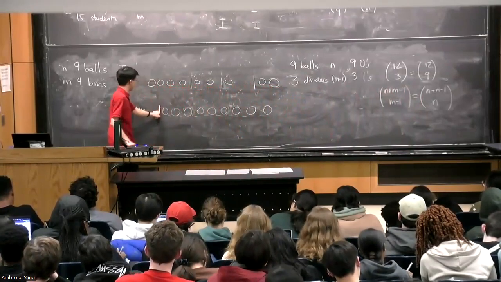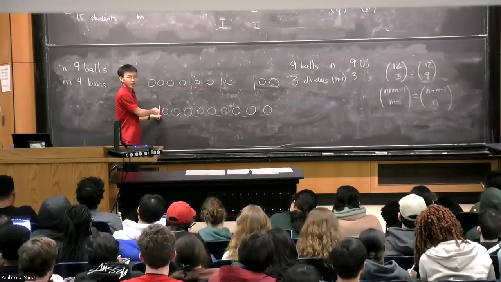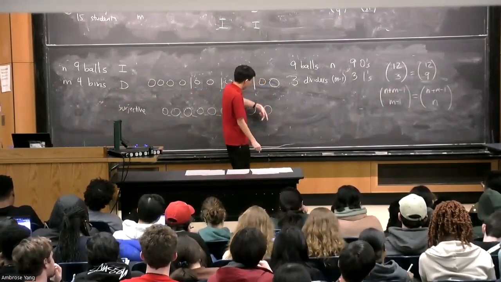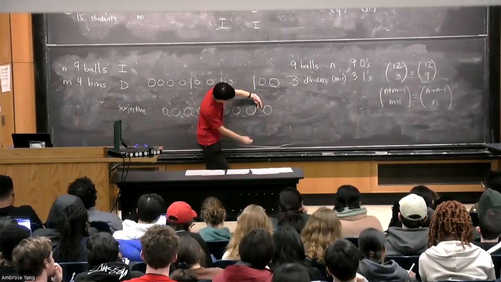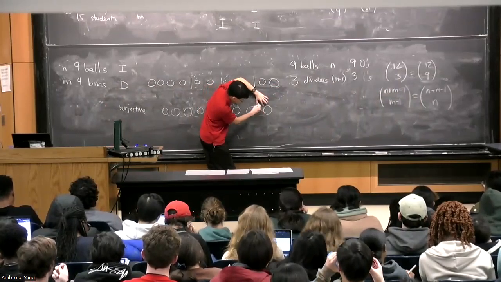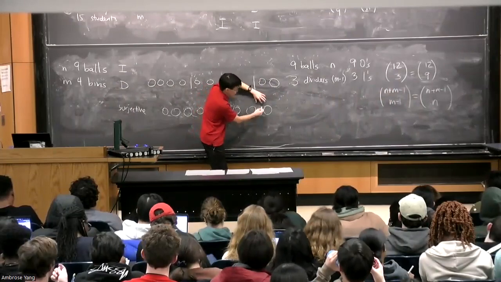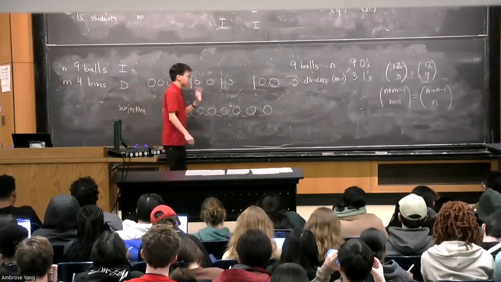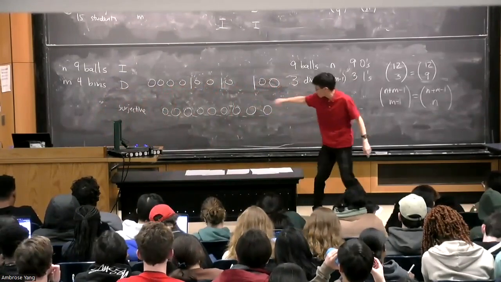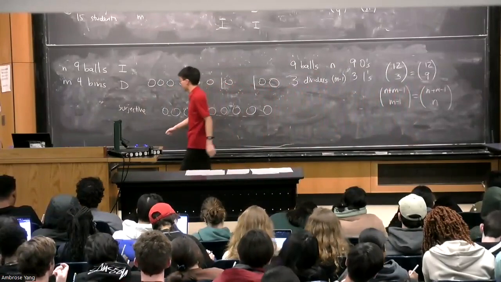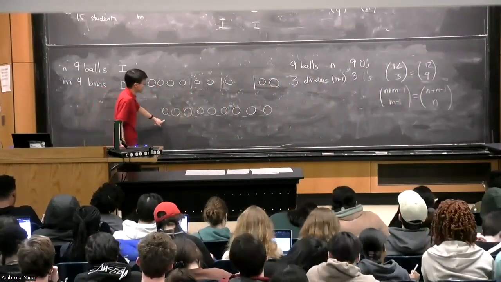I can't put a divider here because that means that this one's empty and everything has to be non-empty. Can't put a divider here for a similar reason. And I can't put 2 dividers in the middle because that means the bin in between the 2 dividers has no balls. So if I have these 3 dividers, I need to pick out of these slots 3 slots for which to put the dividers in. How many slots are there?